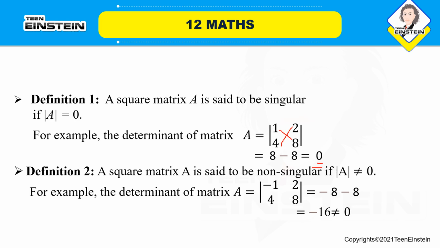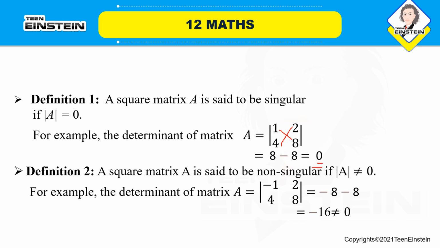Next, definition 2. A square matrix A is said to be non-singular. Non-singular means if determinant A is not equal to 0, value of the determinant is not equal to 0. It should not be equal to 0. For example, consider the matrix A equal to minus 1, 2, 4, 8. It's a 2 by 2 matrix, square matrix of order 2.